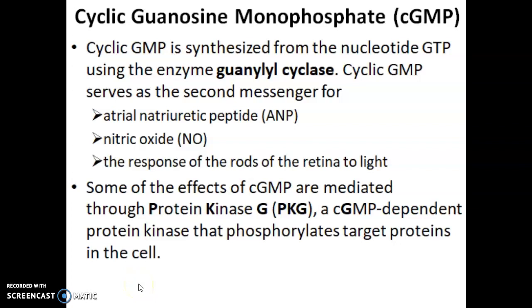Cyclic GMP is synthesized from the nucleotide GTP using the enzyme guanylyl cyclase. Cyclic GMP serves as a second messenger for atrial natriuretic peptide, that is ANP, nitric oxide, NO, and the response of the rods of the retina to light. Some of the effects of cGMP are mediated through protein kinase G, a cyclic GMP dependent protein kinase that phosphorylates target proteins in the cell.